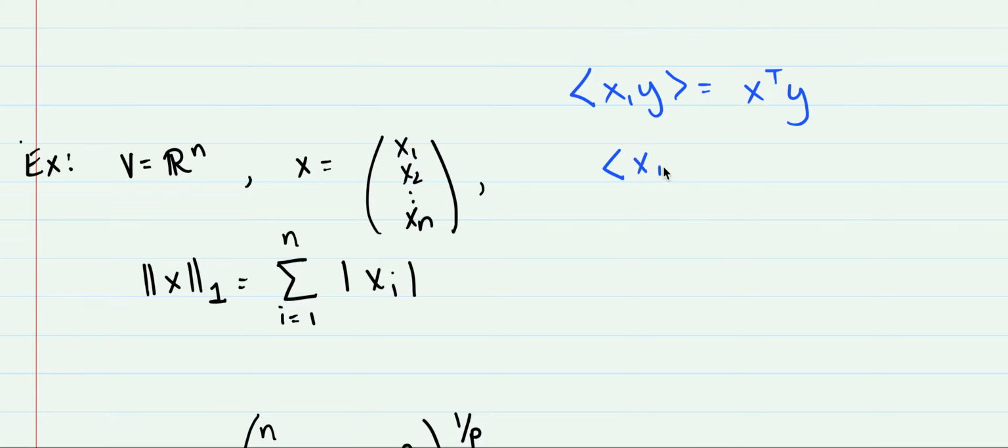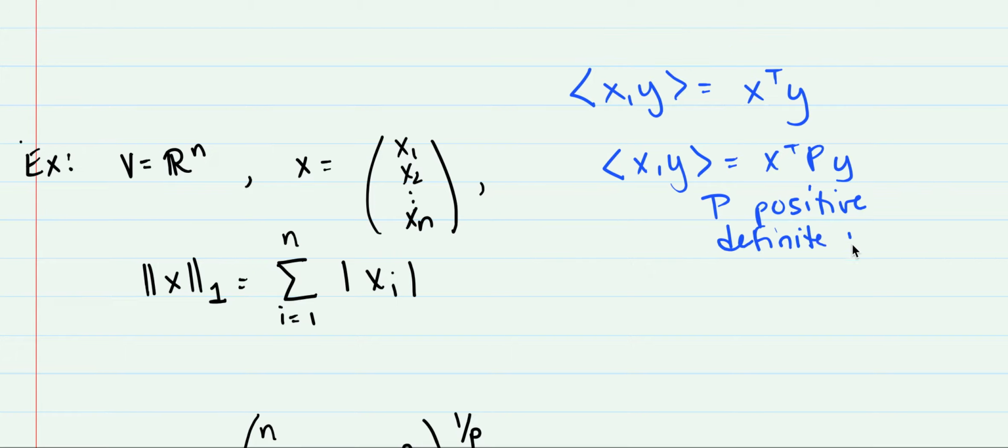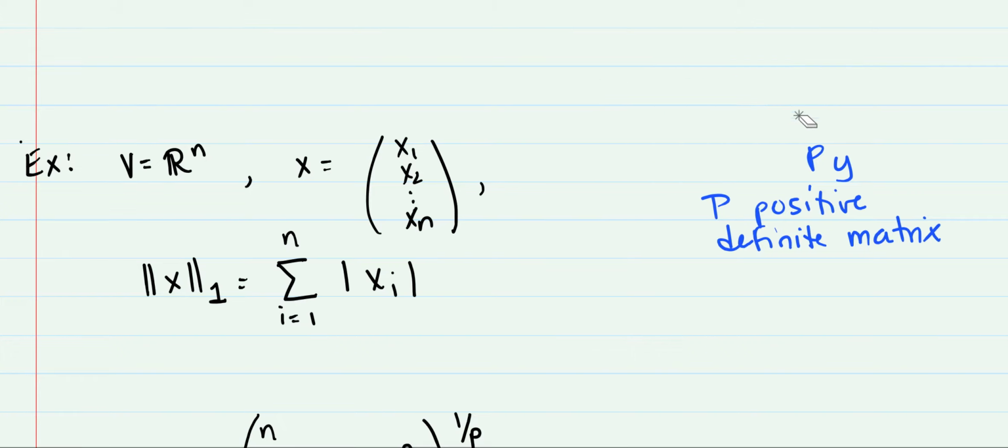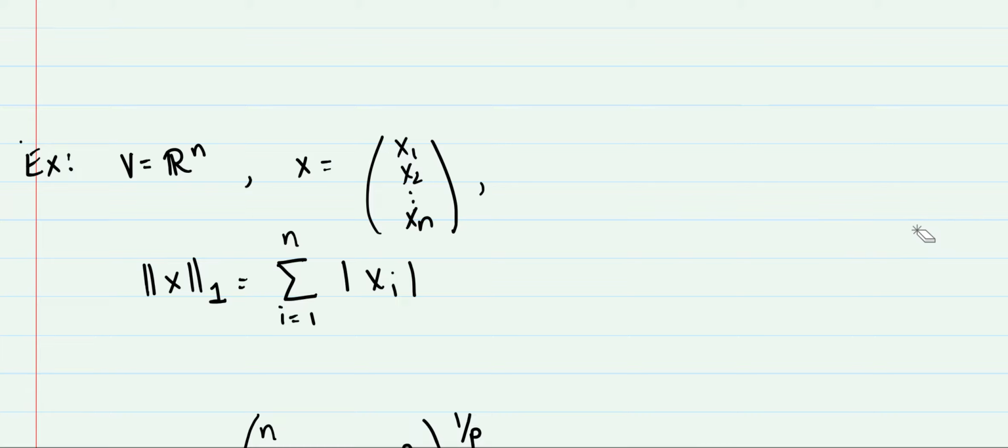And we also saw we could write it as x transpose P times y, where P is a positive definite matrix. That was another way to define an inner product. But we can just not worry about that at all and define a norm without the inner product. And one way to define the norm, remember, you want to think of a norm as the length of a vector. And there's different ways to measure the length.